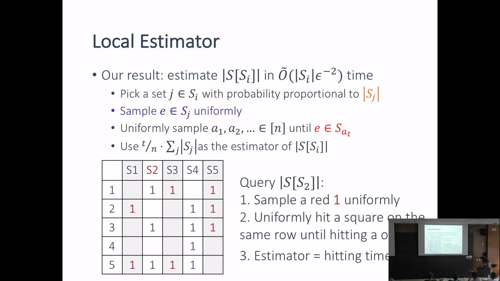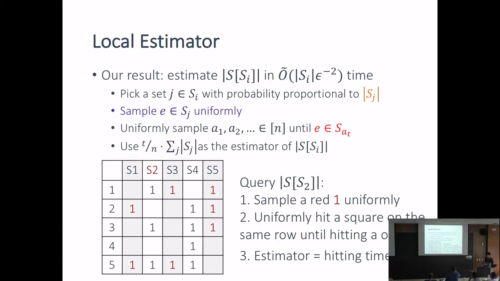So in this example, if we want to measure the reachable set of S2, first of all, we uniformly sample a 1, which is marked red in this matrix. Say we get this 1 over here. And then we try to throw some darts in this row until we find a one in this case. We can use the number of darts we throw to estimate how many sets we need to cover this one. And the claim is, using this number, we can get the estimator of the size of the reachable set.